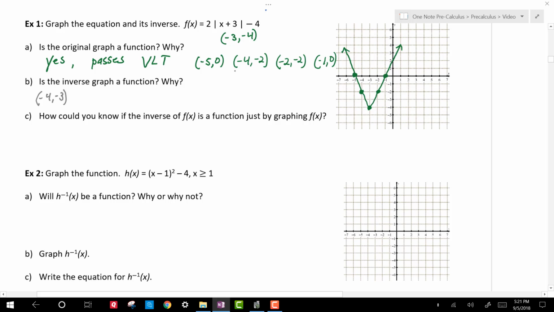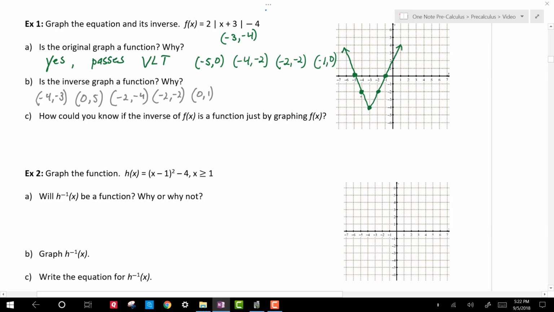Then I'm going to switch all 4 of the others. So I'm going to do a 0, 5. I'm going to do a -2, -4. I'm going to do a -2, -2. And I'm going to do a 0, 1. All right, so let's graph these guys.